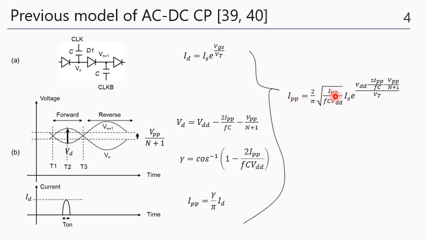So the IPP equation is complicated, therefore you cannot analytically resolve IPP equals something in VPP. But numerically, you should be able to get it. For example, when you input the IPP, you will get the VPP using this equation.